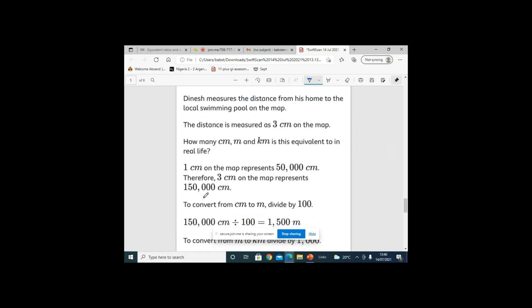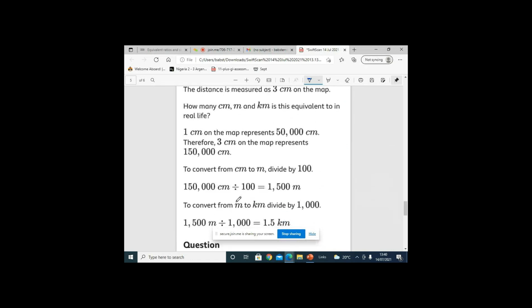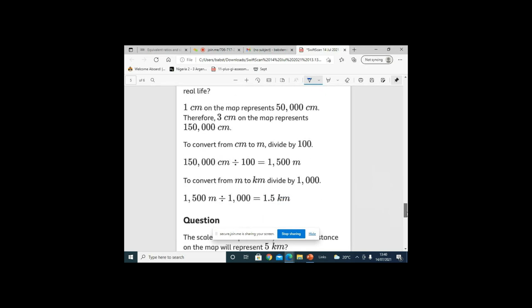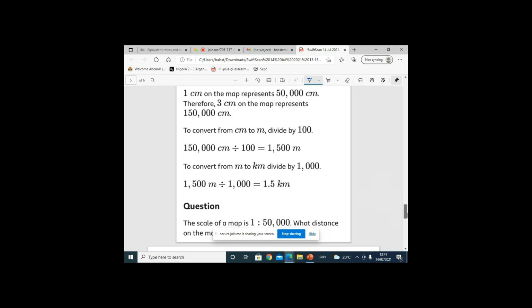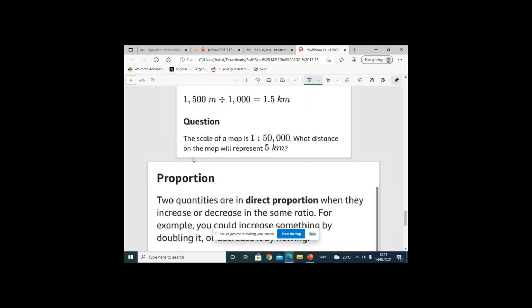Centimeters, so 150,000 centimeters. To convert to this thing, divided by 100, you get what? You get 1,500 meters. Then for you to convert to kilometers, you divide by 1,000. Then you get 1.5 kilometers. So can you do this question?